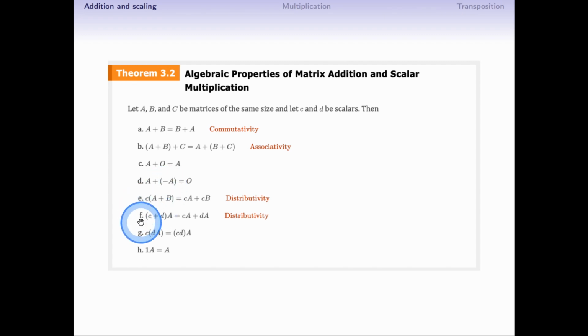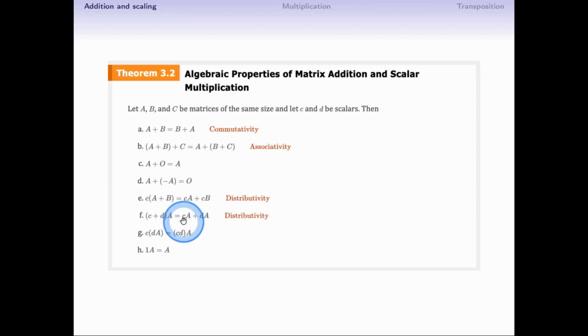Okay, now there are two different distributive laws. Let's look at this first one, Law E. This is distributing a scalar over matrix addition. So if I have a scalar times a sum of matrices A and B, I can think of distributing that scalar over that matrix addition and rendering it as c times A plus c times B. But there's also a distributive law of a matrix over scalar addition. So if I have c plus d multiplying a matrix A, I can distribute the matrix A over that scalar addition and write that as c times A plus d times A.